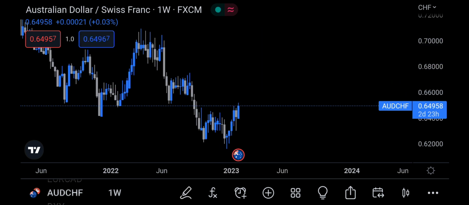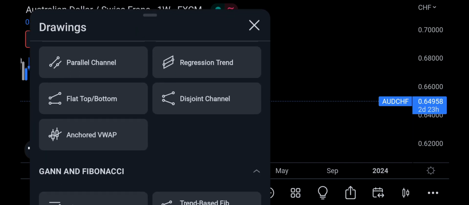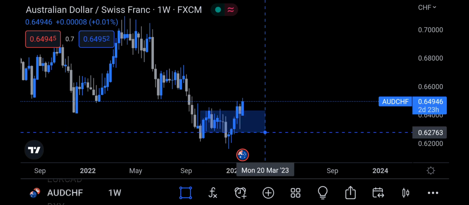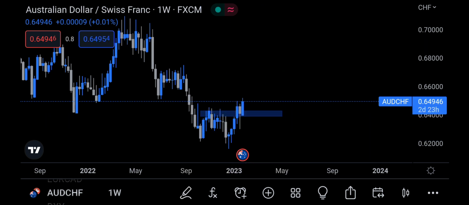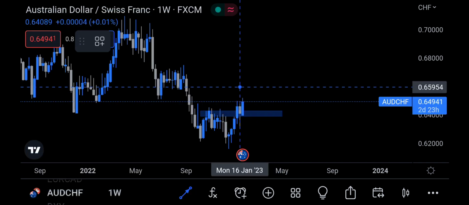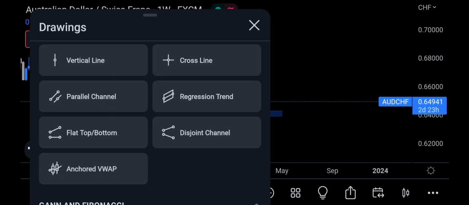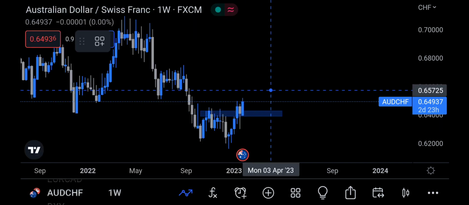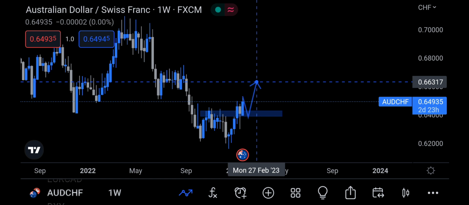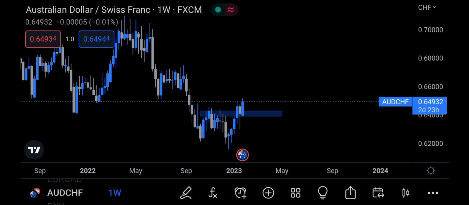So if we check out the weekly structure currently, we can see that this zone here has been serving as a weekly level of resistance in the market. Now that the market has broken to the upside, we expect a little bit of retracement, something of this nature, a little bit of retracement here, then continue at least to target this zone here. So in the weekly time frame, we have broken the resistance and we should be heading higher to mitigate the orders that we have at the top.